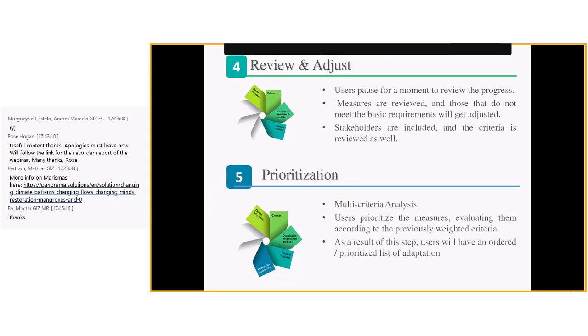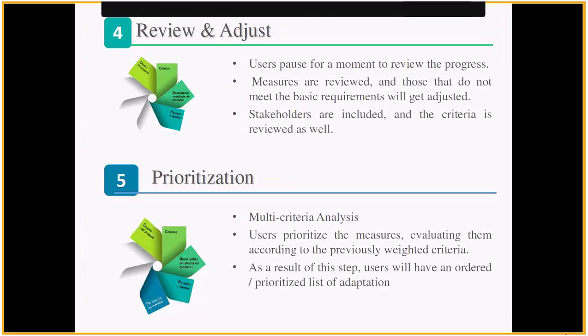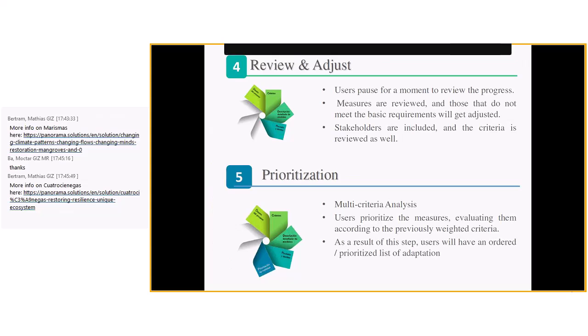Okay, once we've identified those options and when we establish the criteria, we must make a stop. We must make a pause in the methodology. And this is the step of review and adjustment. You make a pause for reviewing the progress. The specific measures are reviewed, and those that do not meet the basic requirements will get adjusted. And then different stakeholders are included. All the criteria are also reviewed as well. If we forgot specific criteria that are very important to include, well, you can do so.